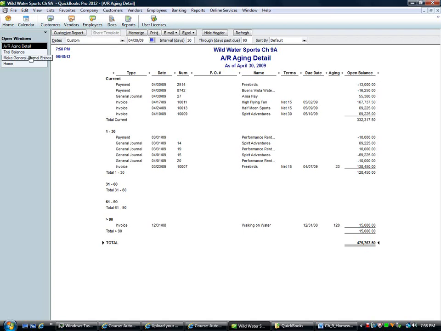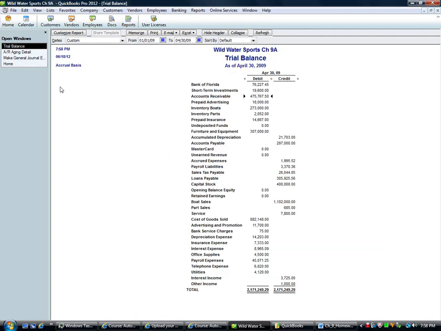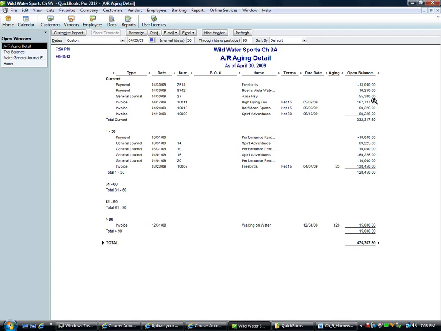Matches the same as the trial balance, as you can see, and you'll notice we have these negative amounts, which were payments in there. And basically, this works for QuickBooks, but it's not right to have negative amounts in there. These are deposits that really we owe back to the company.